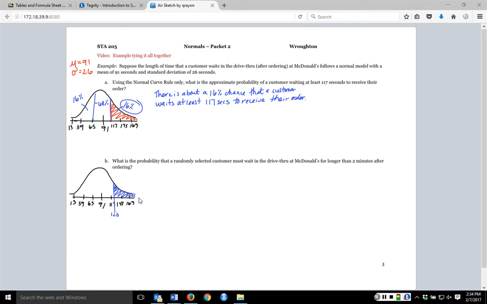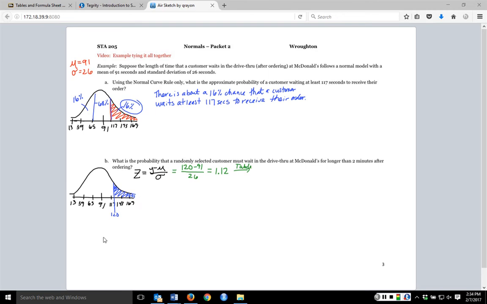Since I'm trying to find a probability, we're going to be working with the Z equals (Y minus mean) over standard deviation formula. So my Y is the 120. Our mean is the 91. And our standard deviation is the 26 seconds. So I get 1.12.